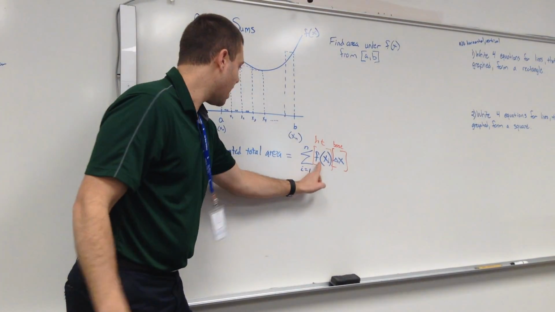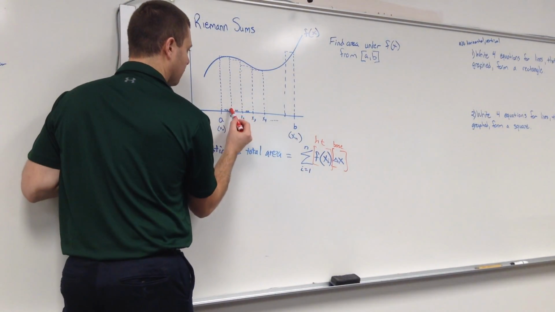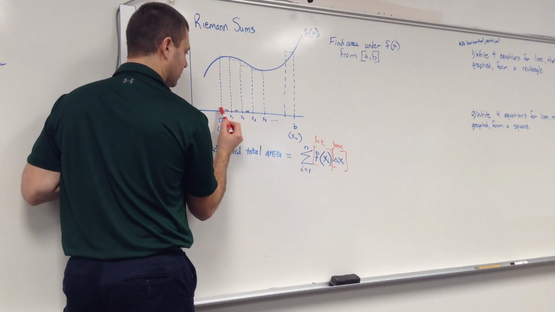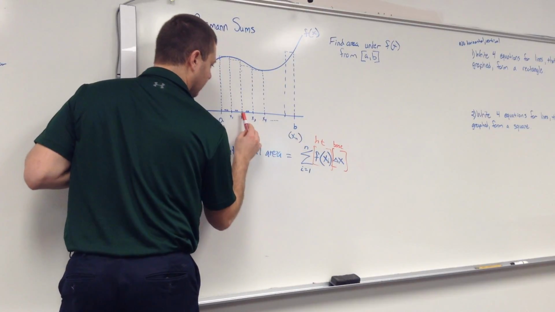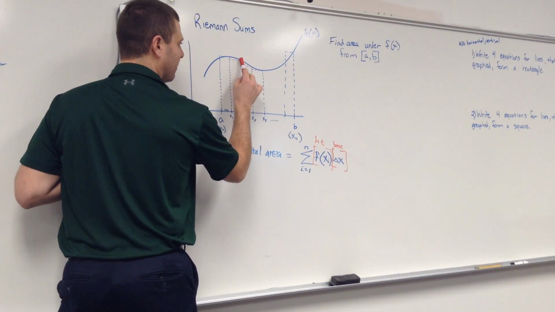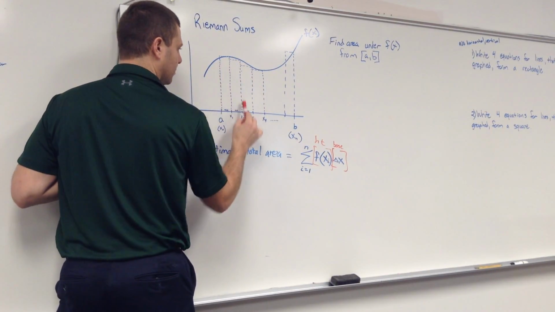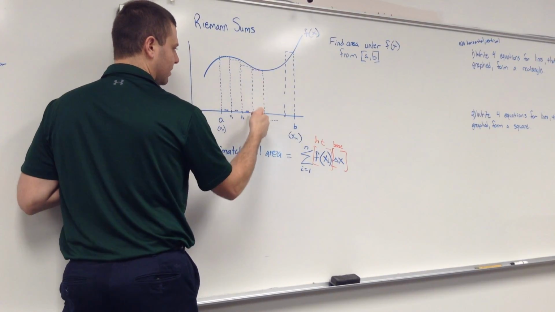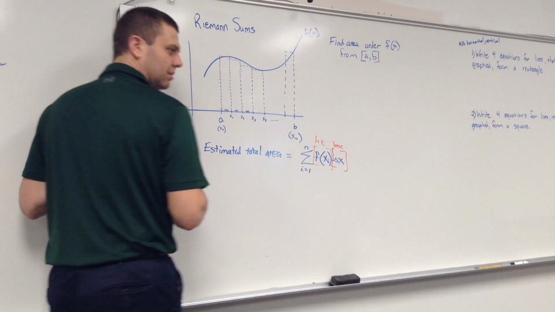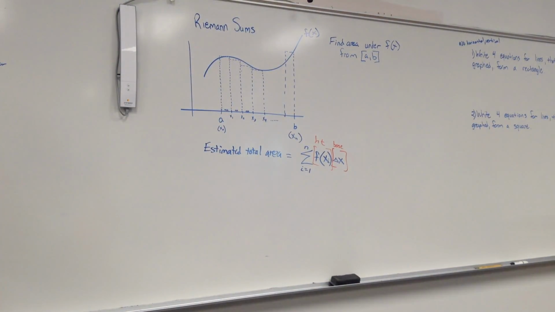So if I take f of x sub 1, that would be the height times my base. But then I do it again for f of x sub 2, so that would be the height of the next rectangle times our base, plus f of x sub 3 times our base, and so on. How's my explanation going so far? What questions do you have?